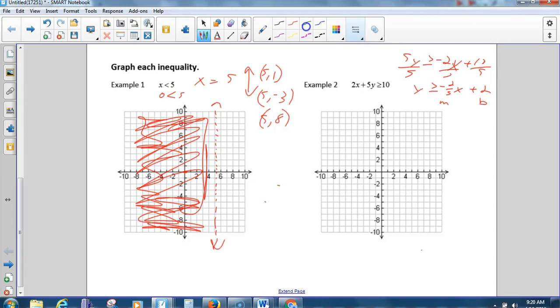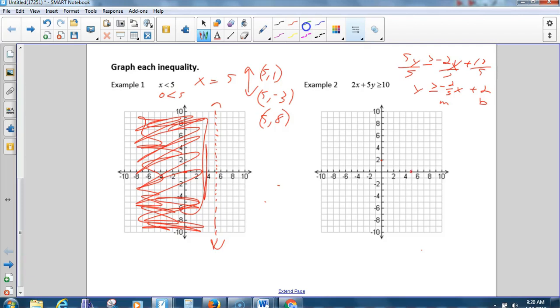The other way is the cover-up method. So if I cover up the 2x, I get 5y equals 10, and 10 divided by 5, so y is 2. And if I cover up the 5y, I get x is 5.